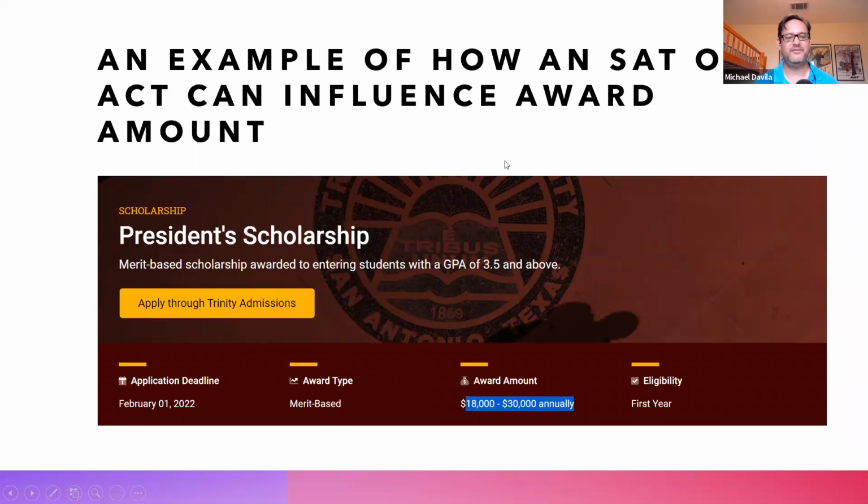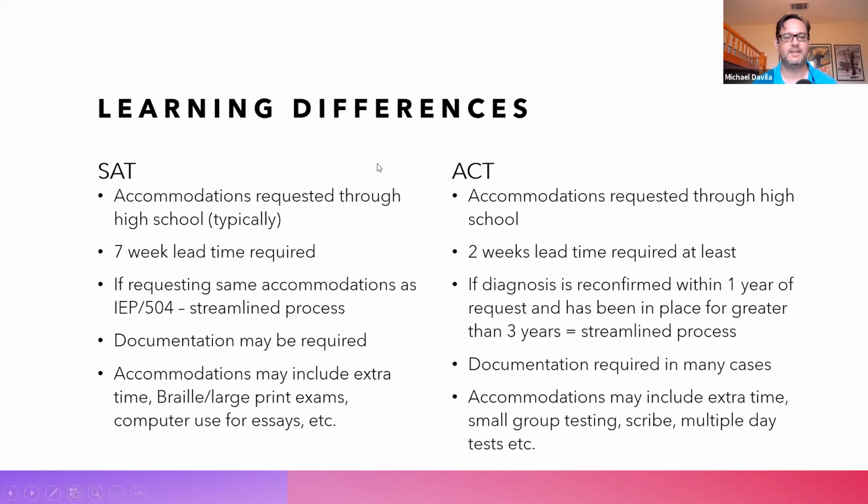So even in this COVID era, colleges want to see students that really do well on these tests, period, end of story. And they will pay for it here in the bottom line. So what if I have learning differences?